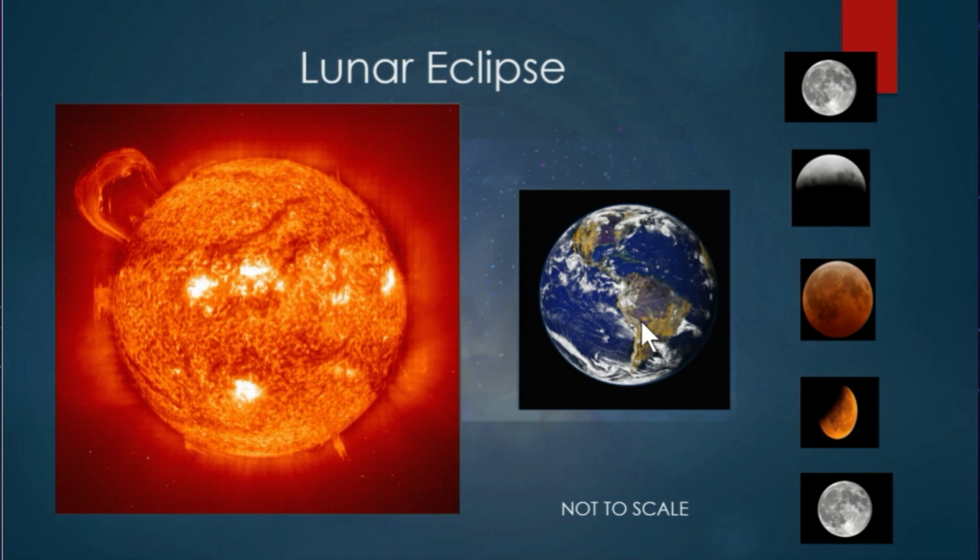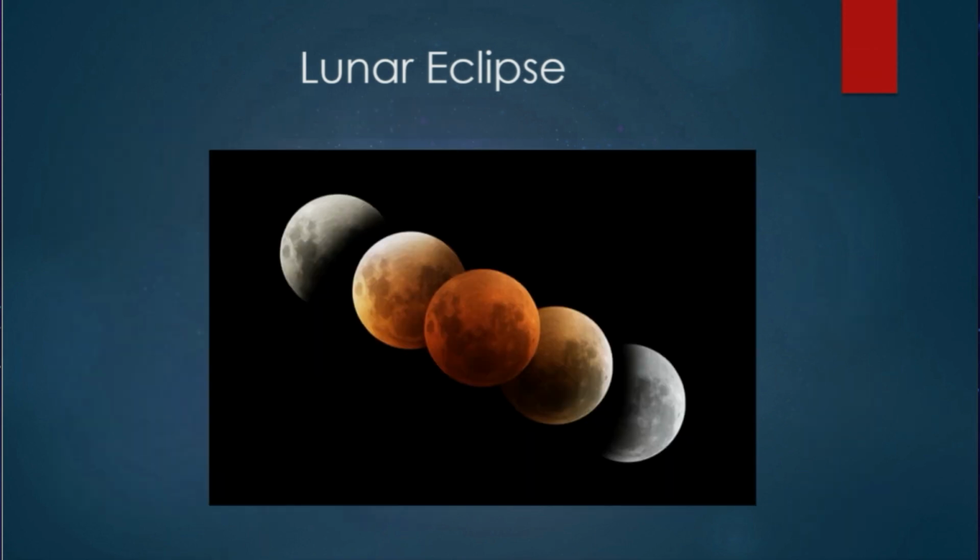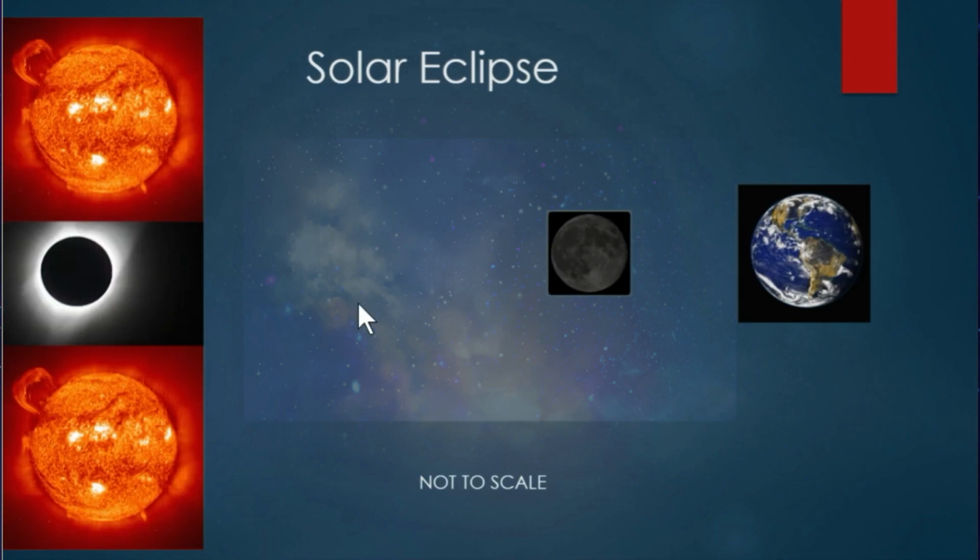So you have seen the two eclipses, the solar eclipse and the lunar eclipse. So the biggest thing, remember, lunar eclipse, the sequence is the sun, the earth, and the moon. When we get to a solar eclipse, it's the sun, the moon, and the earth.